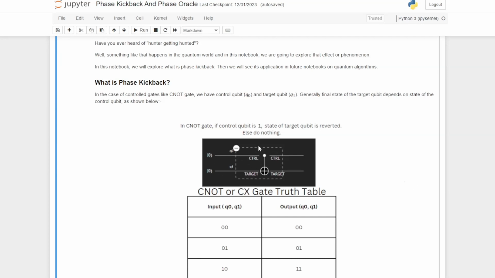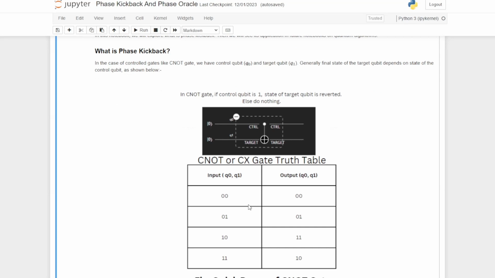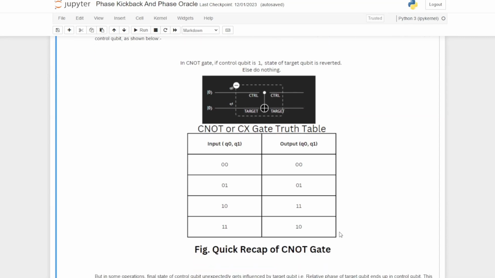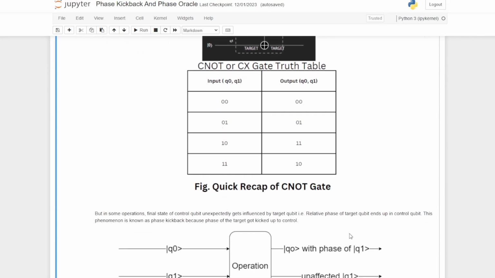So the C naught gate looks like this, and here we have Q0 as the control qubit and Q1 as the target qubit. Now if control is 0, then the target is left as it is. As we can see here, this Q0 is 0, so the target is left undisturbed. However, if control is 1, then we just flip the target bit. So here we see control as 1, so the target is flipped from 0 to 1 and from 1 to 0. So that's the normal behavior of the C naught gate.